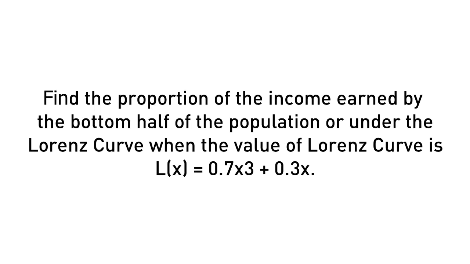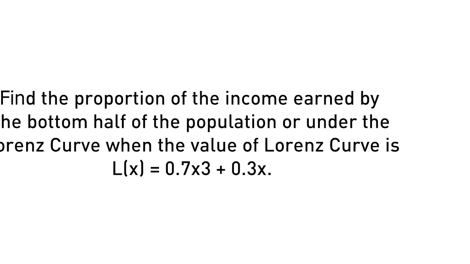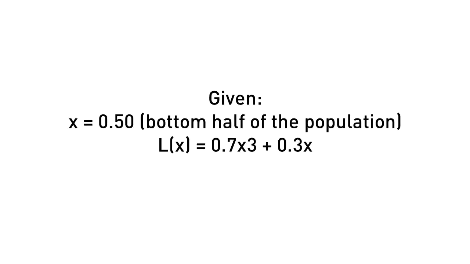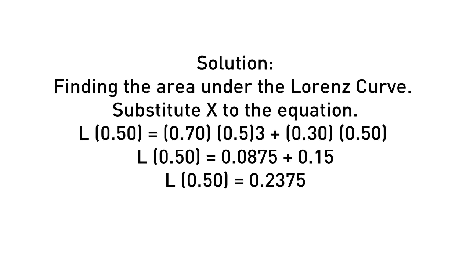Example: find the proportion of the income earned by the bottom half of the population, or under the Lorenz curve, when the Lorenz curve is L of x is equal to 0.7x cubed plus 0.3x. Given x is equal to 0.50, the bottom half of the population, L of x is equal to 0.7x cubed plus 0.3x. Solution: finding the area under the Lorenz curve.